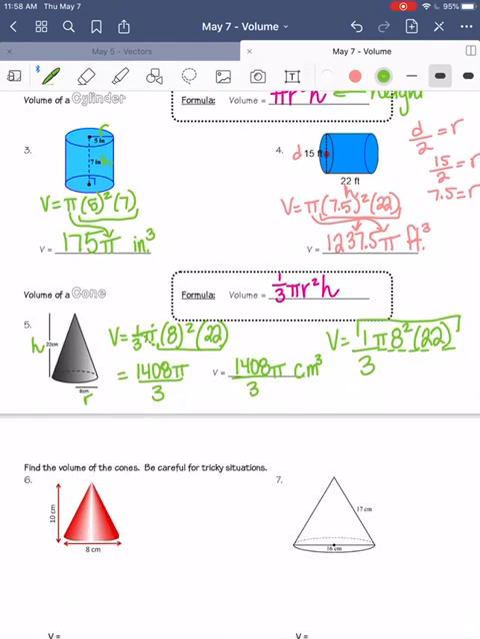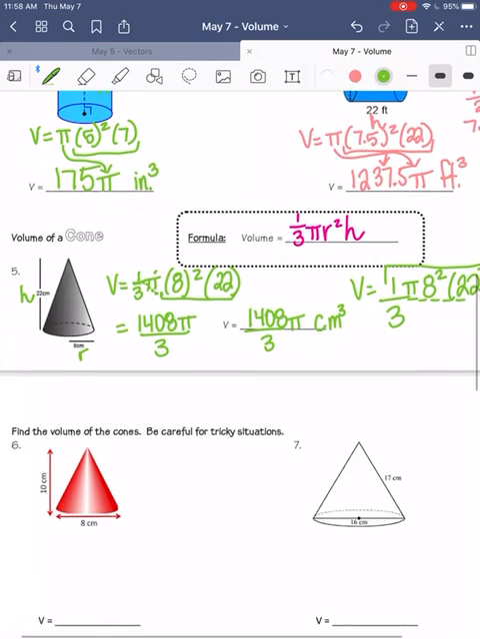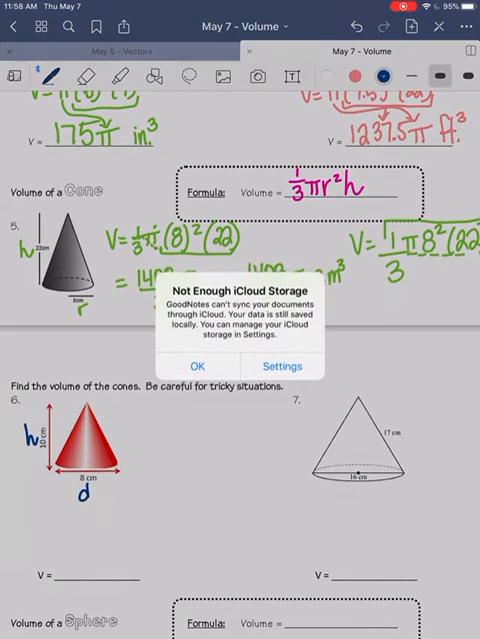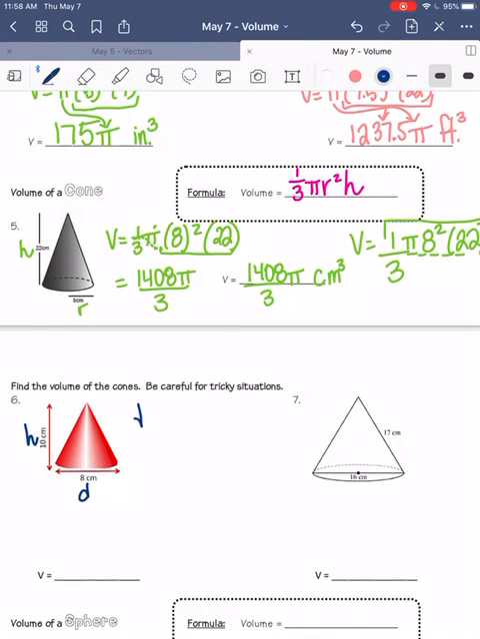Let's see how I can trick you a little bit more. Okay, so on number 6, it's a cone still, but how have I tricked you in this problem? Well, I have given you the height. Instead of giving you the radius, I've given you the diameter. So remember, you take the diameter and you divide it by 2 to equal the radius. So 8 divided by 2 is 4. So everybody see that that would be your radius. Okay? All right, so now I think we have enough.